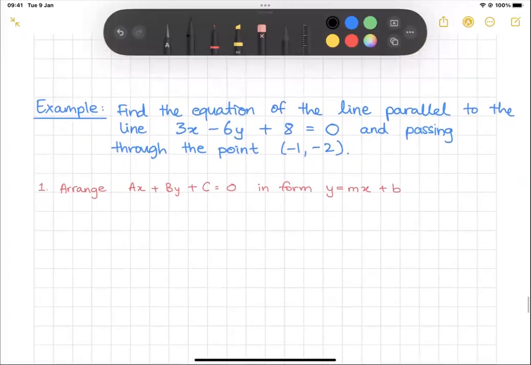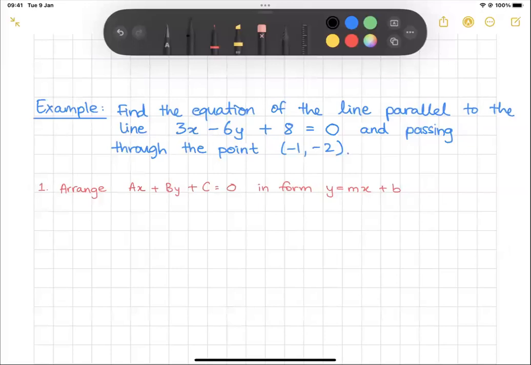Okay, so it says find the equation of the line parallel to the line 3x minus 6y plus 8 equal to 0 and passing through the point -1, -2. So in the red here, I have written down the steps for you to approach these types of questions.